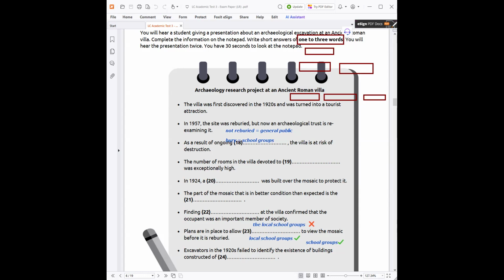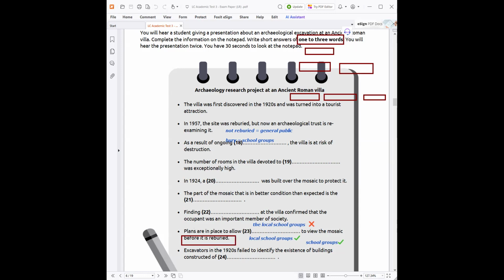Mosaic will be reburied again at the end of the year, pending discussions on whether it should be lifted. There are discussions going on whether it should be taken out and moved to a museum for permanent preservation and display to the general public. So if they're not going to rebury it, then they will show it to the general public. But our question asks who they should show it to if it is reburied.